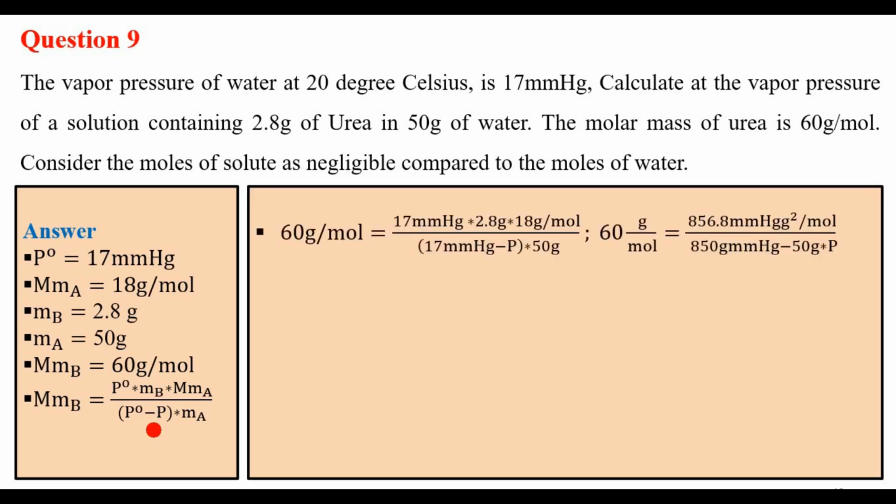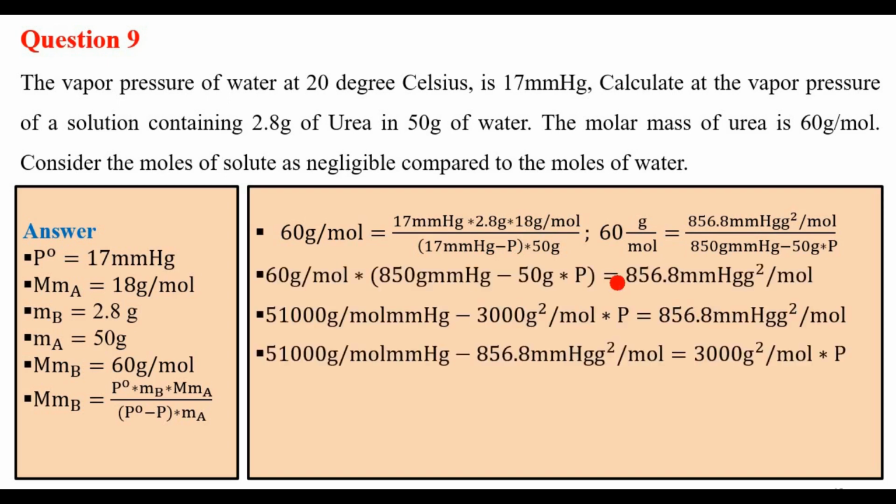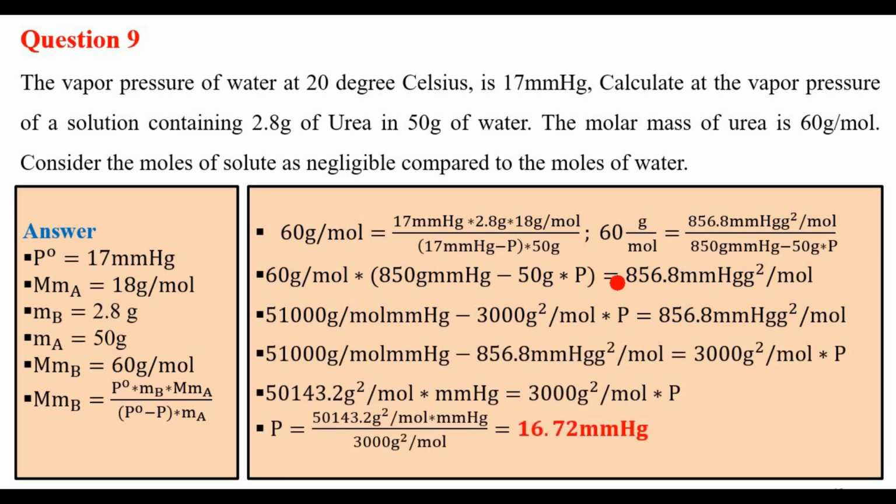We have it 6 grams per mole, and then here we have P naught, which is the 17 millimeter mercury. We have the mass of the urea. We have also the molar mass of the water. Here we have then P. Then we do also the arrangement to calculate so that we can get the P, which is the vapor pressure of the solution. Then after doing the calculation, we will get 16.72 millimeter mercury as the vapor pressure of the solution.